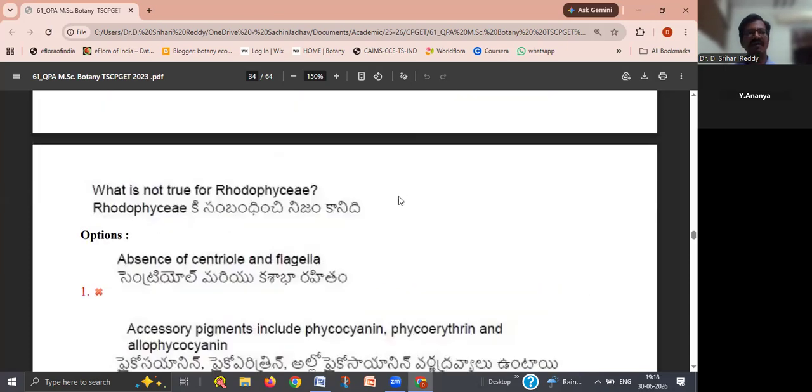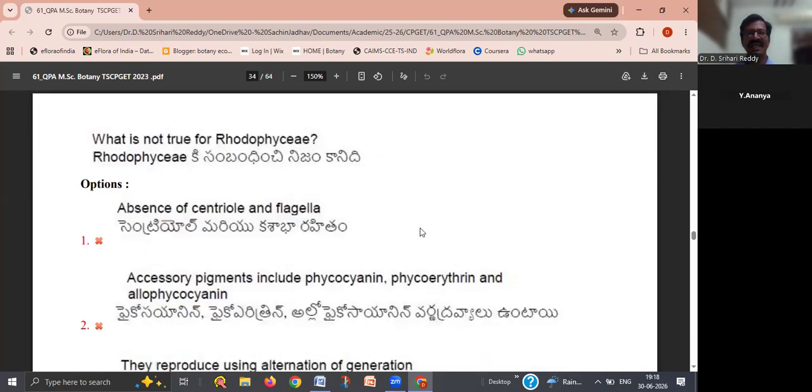What is not true for rhodophyceae? We know in the algae there are different classes: chlorophyceae, phaeophyceae, rhodophyceae, like that. So what is not true? We have to check for the ones which are true, and out of the four, which is not true. Absence of centriole and flagella. So it is true, because there is no flagella.